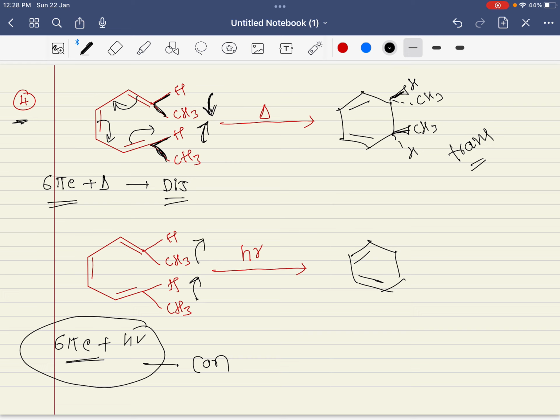You have to move the groups in one direction. So if we move these two groups in this direction, means CH3 comes above and hydrogen comes below. Here, if we move in this direction, means CH3 comes above and hydrogen comes below. The product here is cis.